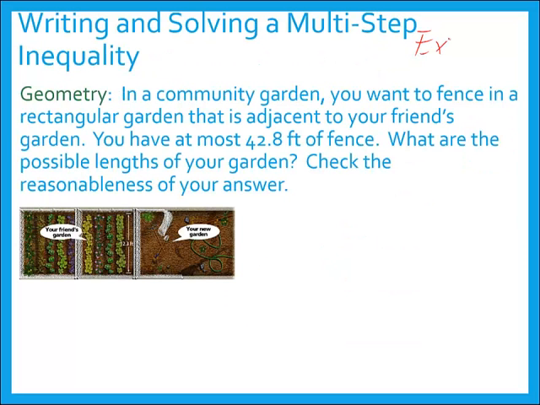Example 2. Alright. In a community garden, you want to fence in a rectangular garden that is adjacent to your friend's garden. You have at most 42.8 feet of fence. What are the possible lengths of your garden? Check the reasonableness of your answer. Okay guys, so we're trying to put a fence around a garden. So the outside of a rectangle, pretty much the perimeter. The fence is a perimeter.